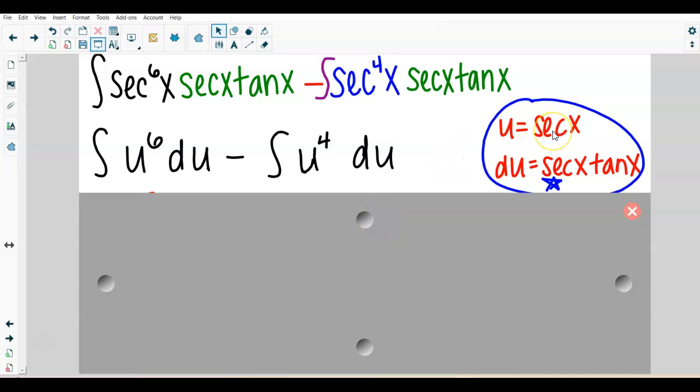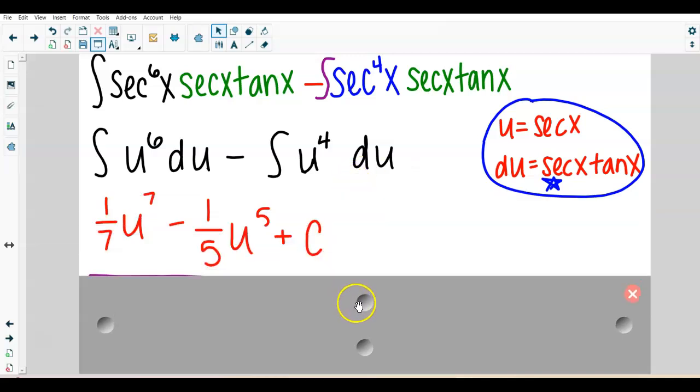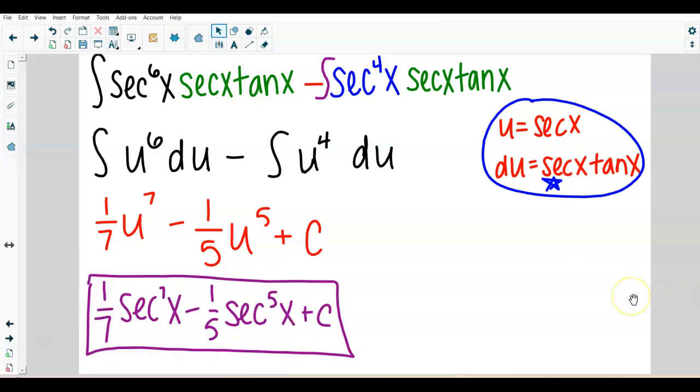The fact that our secant is u and secant tangent is du means we have everything in terms of u and du. So secant to the sixth turns into u to the sixth. Secant tangent turns into du. And you can see our other one would subtract u to the fourth du. We now have everything in u substitution form, so we'll add 1 to the power and divide by that new power. And then we will finally substitute our u of secant back in.